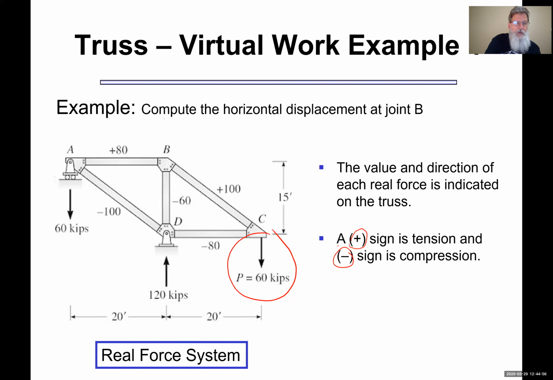So you see, there's my reactions. And then, for example, here, plus, that means that the force in AB is positive 80. And you know how to do that. You can do method of sections, method of joints, or for more complex problems, you can even use SAP 2000 to do those very quickly.